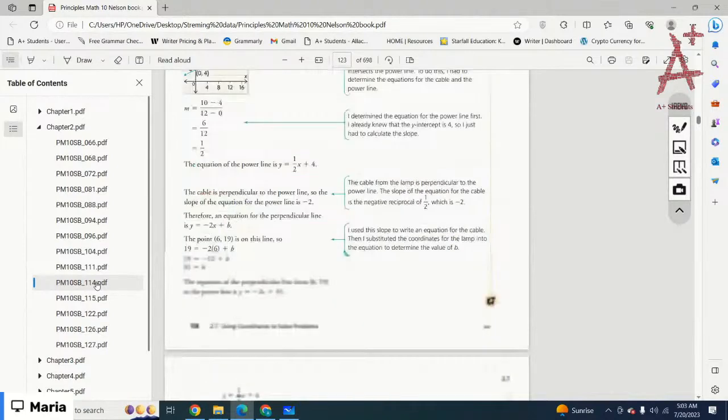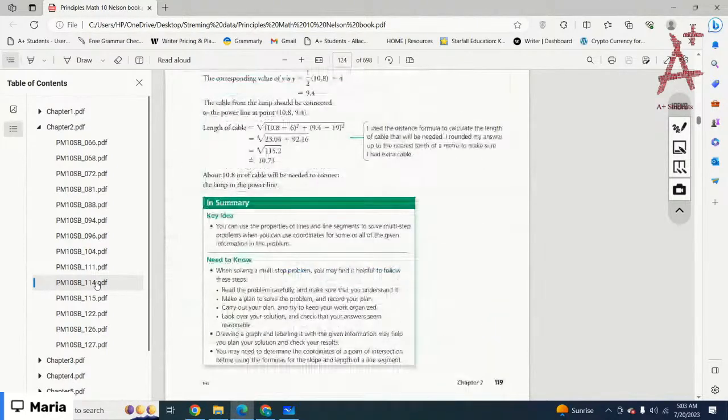Okay, here is the summary of the lesson. Let me just do a quick review on the summary. You can use the properties of line and segments to solve multi-step problems when you can use coordinates for some or all of the given information in the problem.